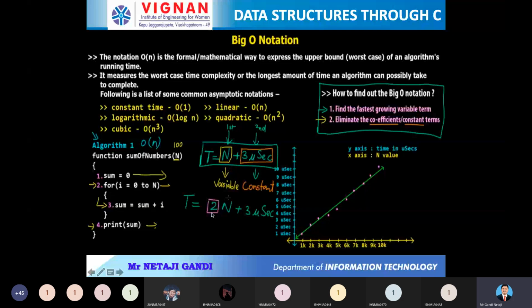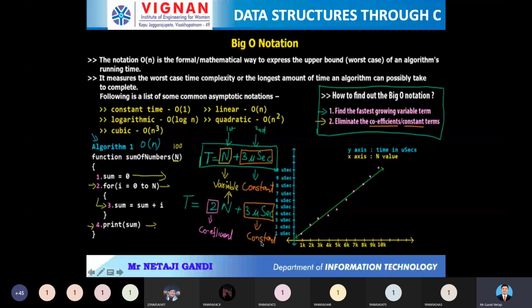This is a coefficient, this is a constant. What is the time complexity for both? Big O of n. Is it clear, all of you? Big O of n. Excuse me. Yes, yes, yes.